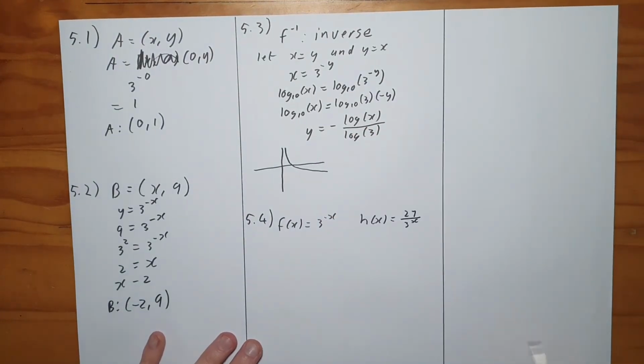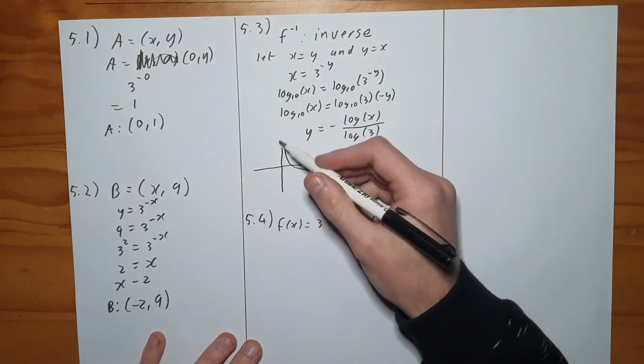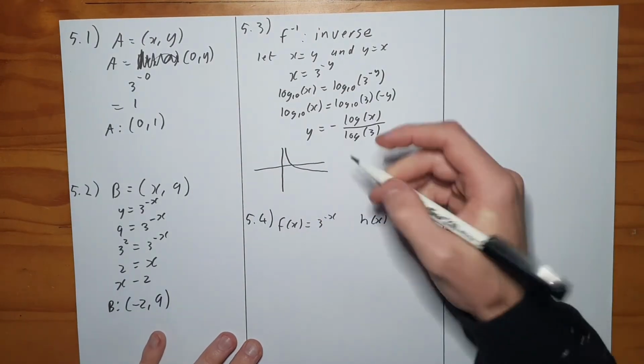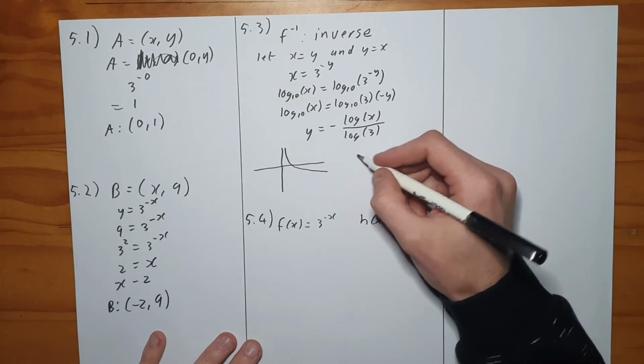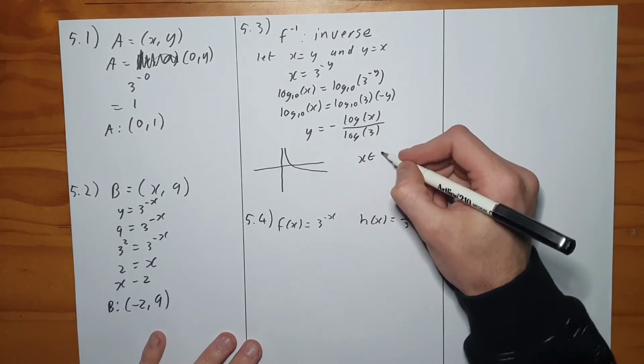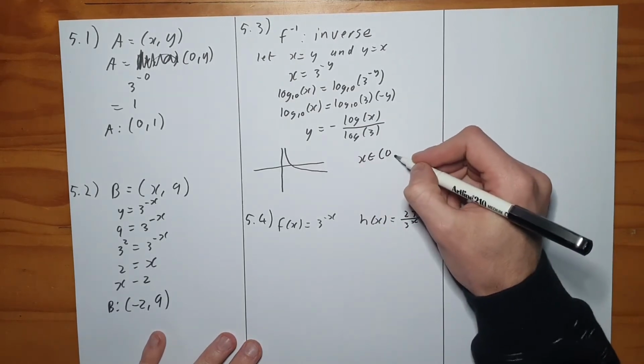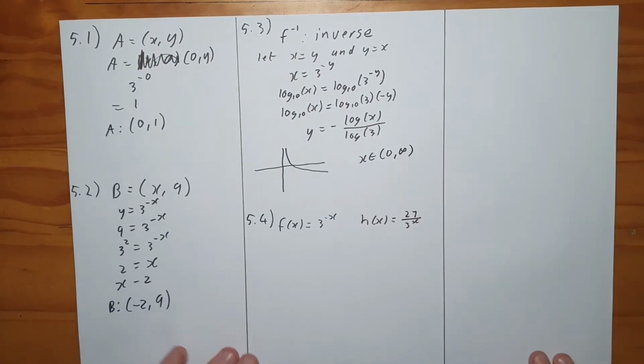Okay, and we can see that it's from the y-axis to infinity, so the domain is going to be where x is an element of the real numbers, excluding 0 and excluding infinity.